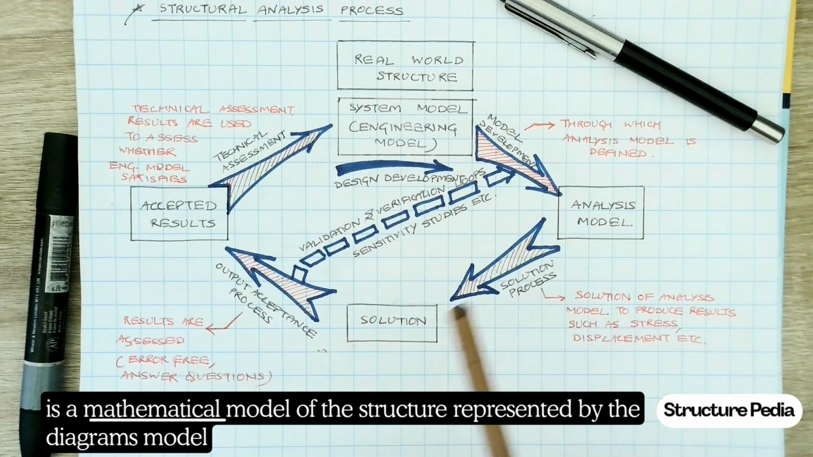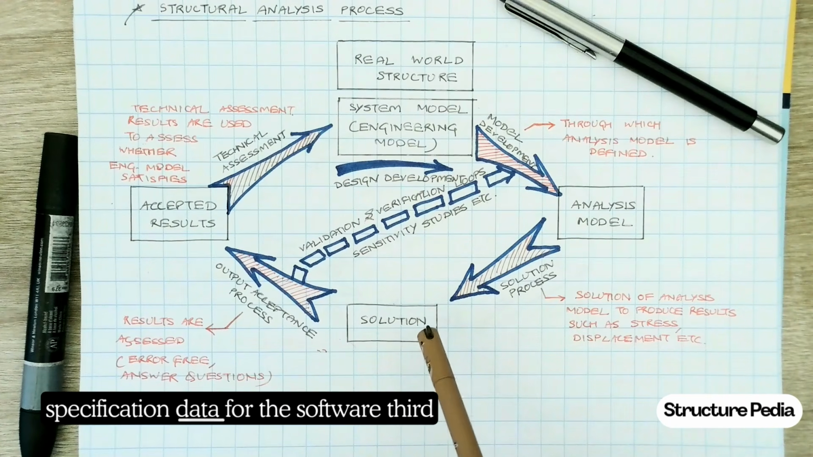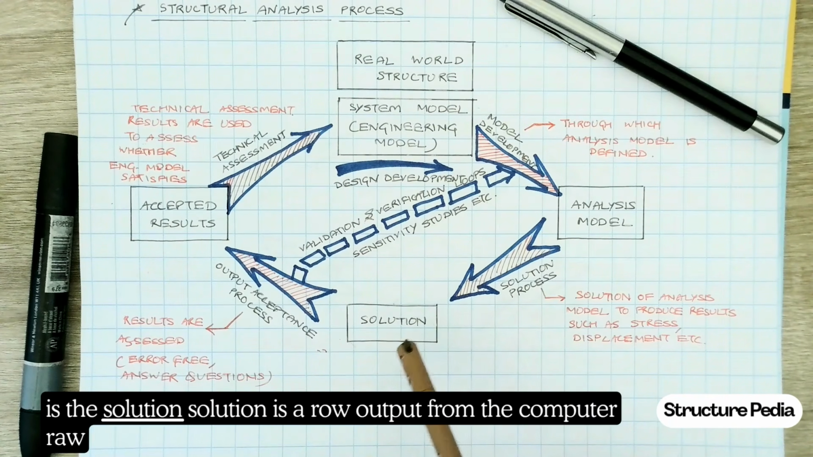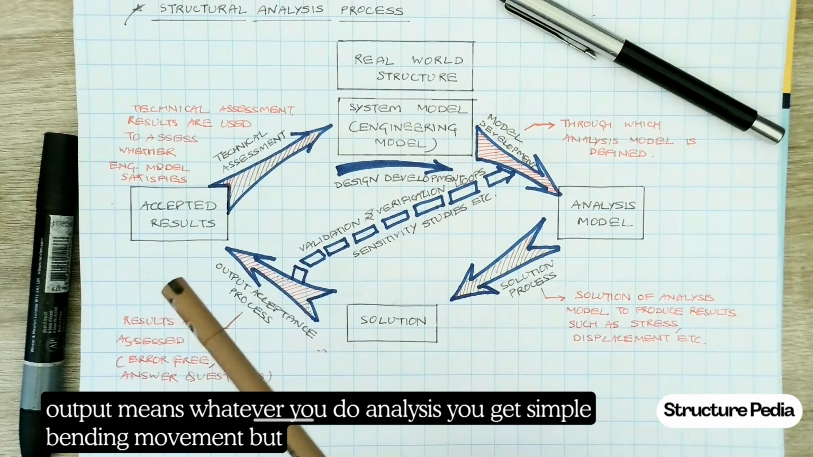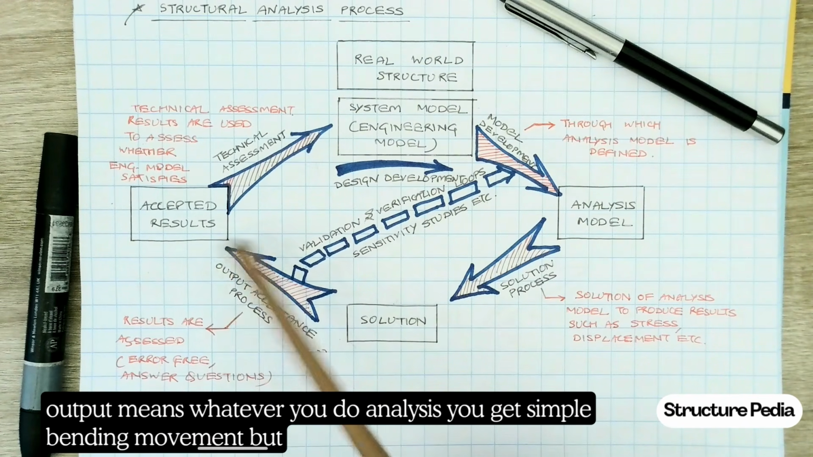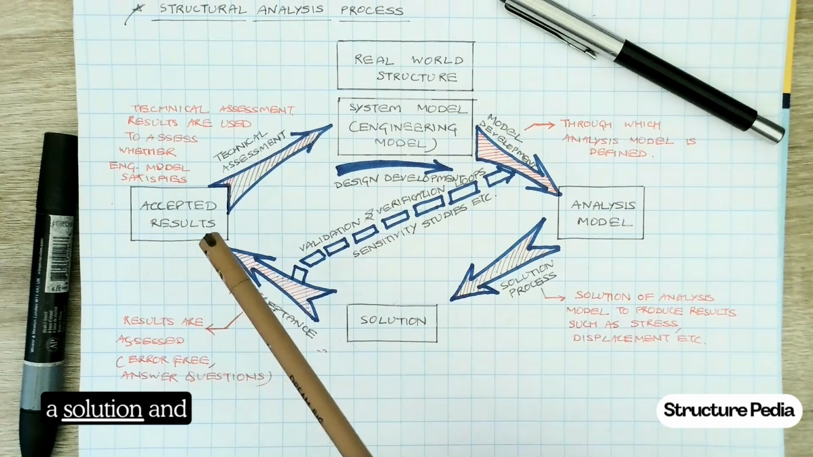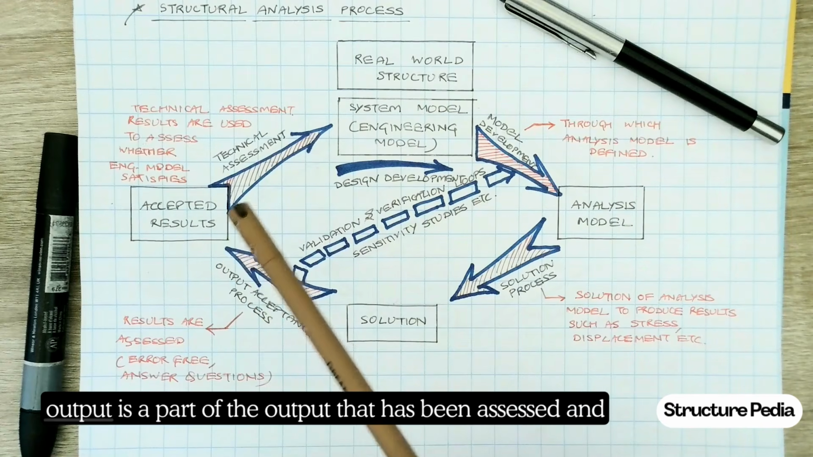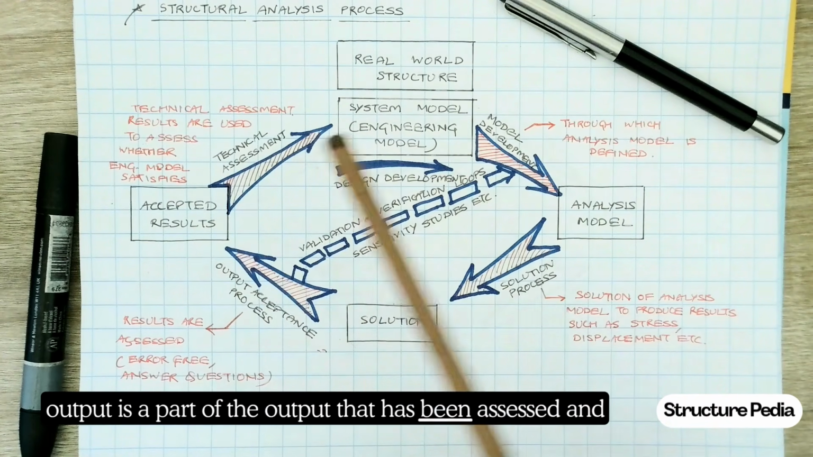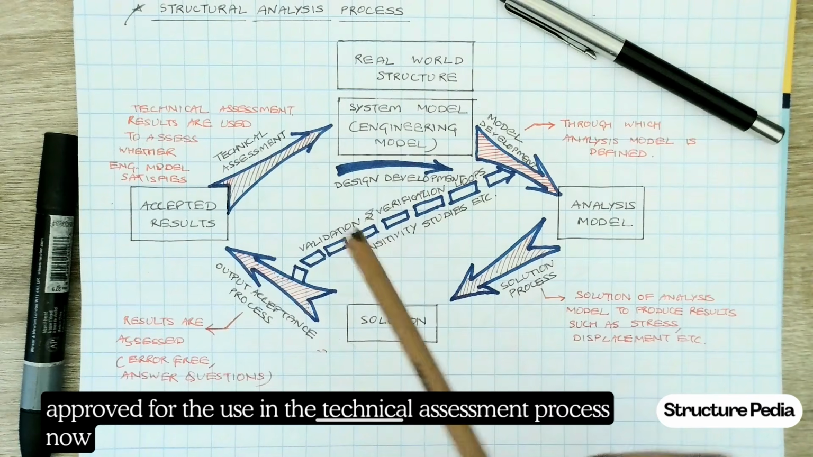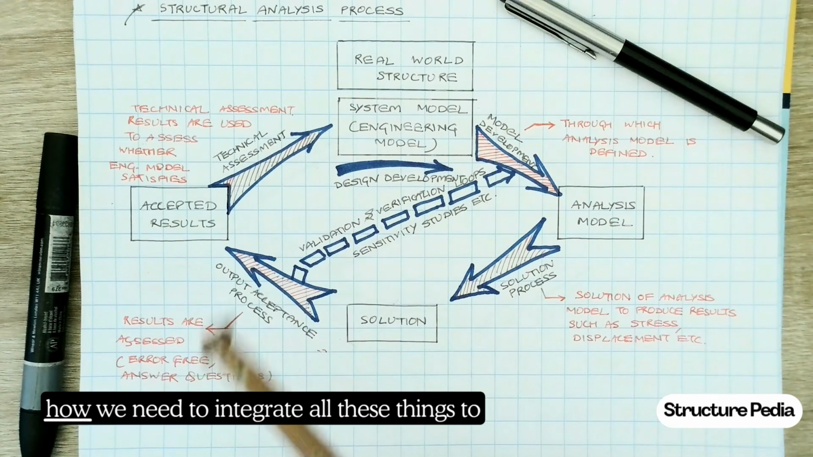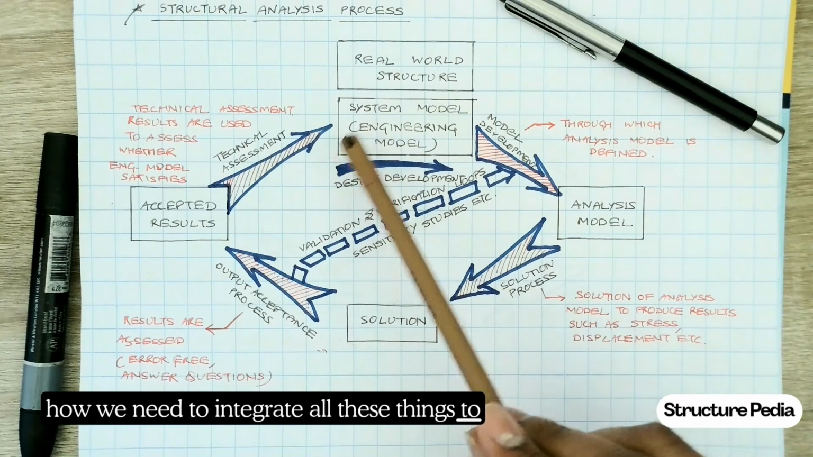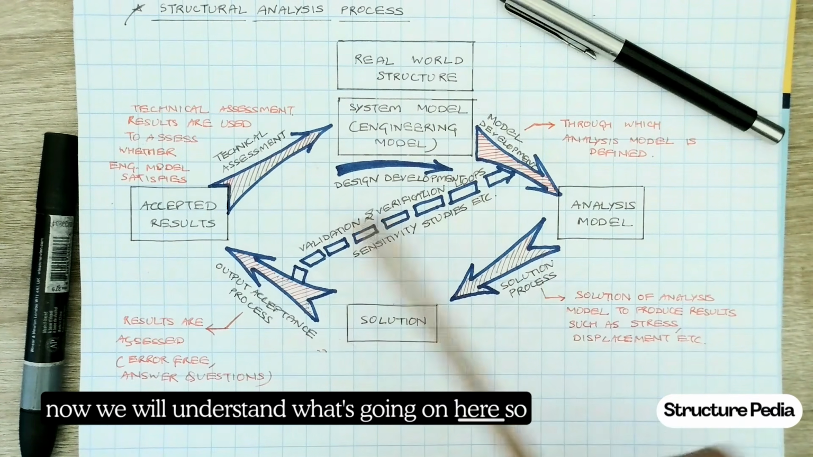Then we come to the analysis model. The analysis model is a mathematical model of the structure represented by the diagrams, model, specification, data for the software. Third is the solution. The solution is a raw output from the computer. Raw output means whatever analysis you do, you get, say, a bending moment, but you don't know whether it's right or wrong. So it's a solution. And the fourth is the accepted output. Accepted output is the part of the output that has been assessed and approved for use in the technical assessment process.